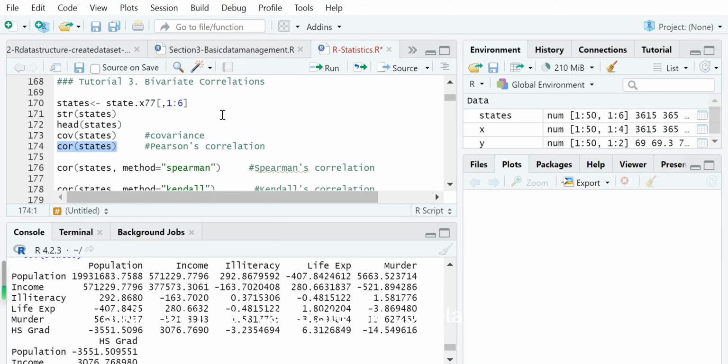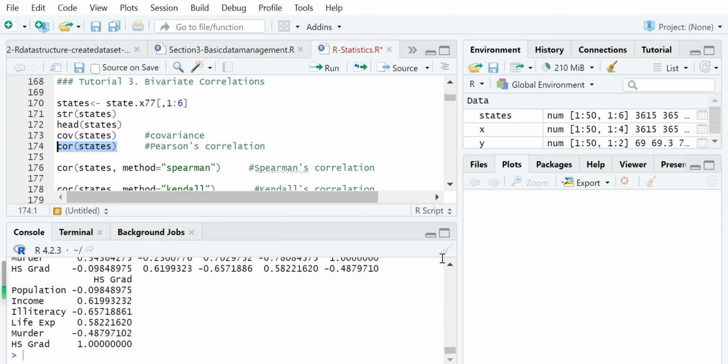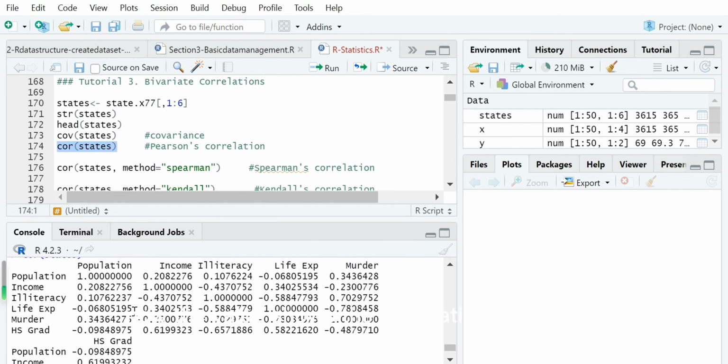And you can also calculate the correlation coefficient. This is Pearson's correlation coefficient using cor(states). Now the values show the correlation coefficients, and the maximum absolute value is 1, from population to itself, right? And income to itself. All the diagonal values are 1. And you can see life expectancy to population is minus 0.068, also negative, and the absolute value is very low.